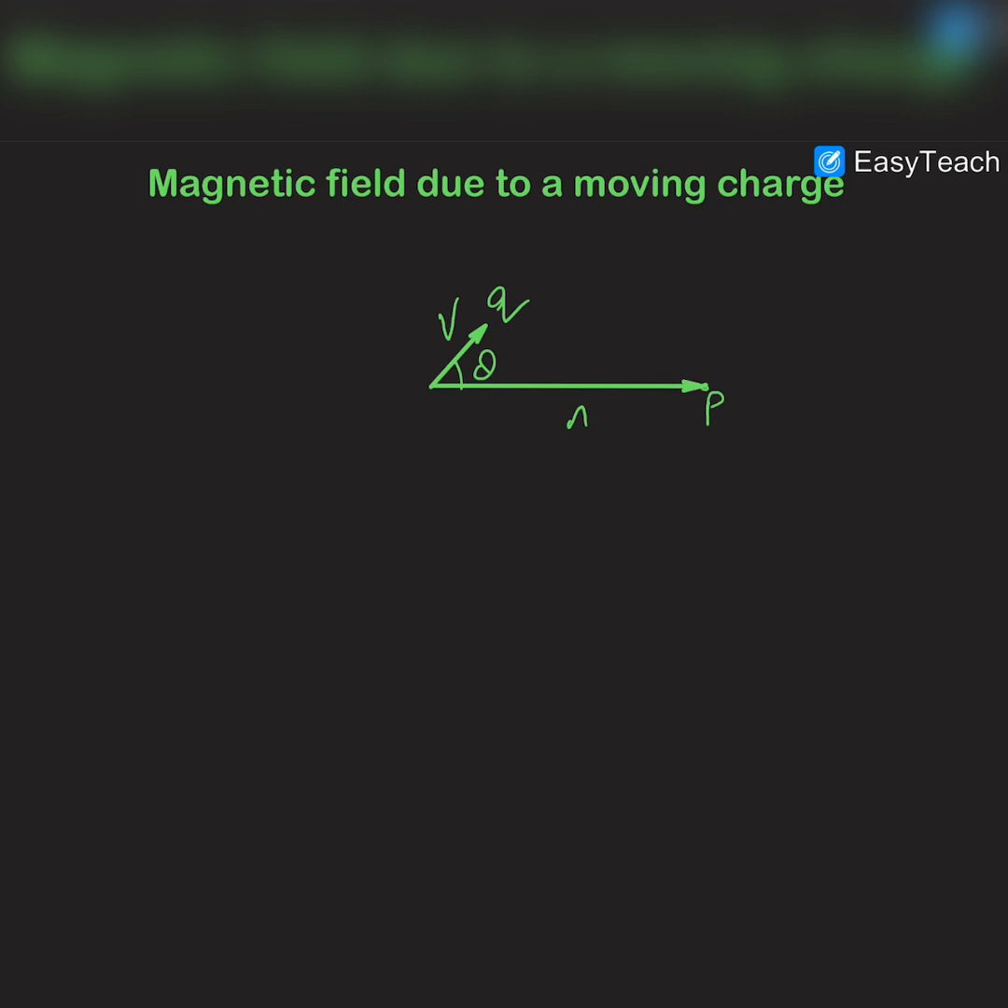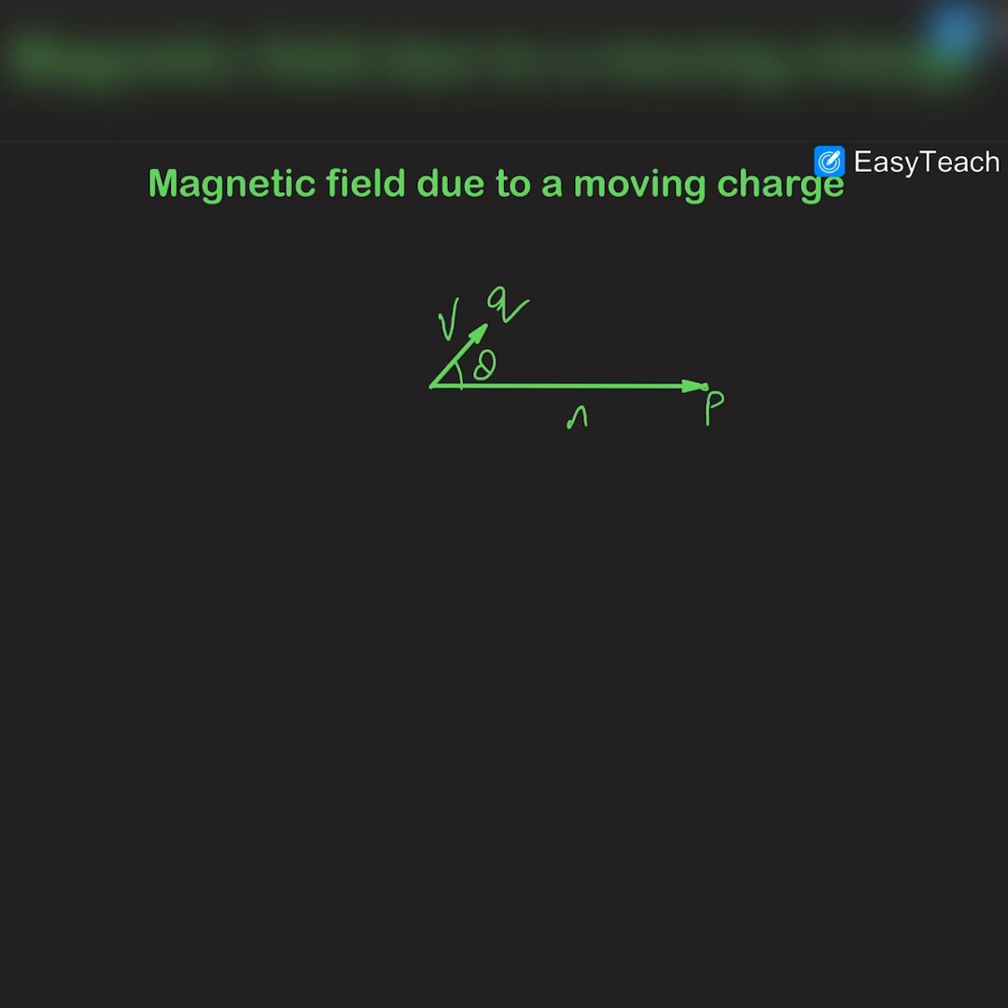So first of all, let us find out the magnetic field due to a moving charge at some point P. You can see that this is a moving charge Q that is moving with a velocity V, and this angle is theta, where theta is the angle between this radius vector and this velocity vector. The velocity vector is the direction of velocity, and the radius vector is the position vector of that point with respect to this charge at which we have to find out the magnetic field intensity.